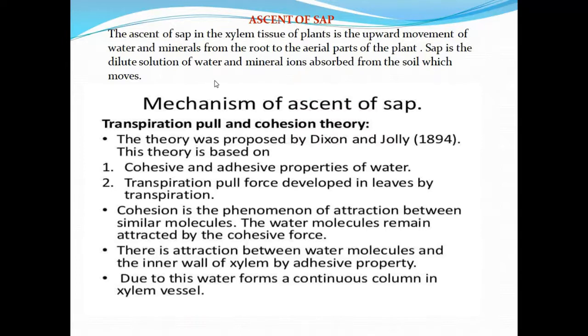Now how actually this happens, let us know about it with the help of this theory, what we call the transpiration pull and the cohesion theory. So let us talk about the mechanism, how this ascent of sap happens in plants. This theory was proposed by Dixon and Joly in the year 1894. And it is based mainly on two things, that is the cohesive and the adhesive properties of water and the transpiration pull force which is developed in the leaves by transpiration.